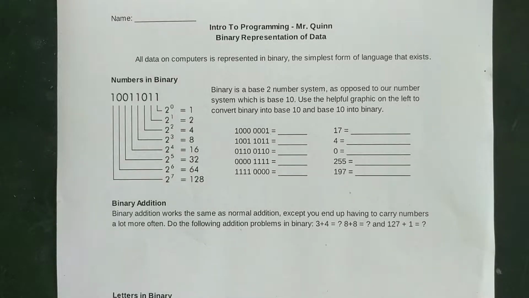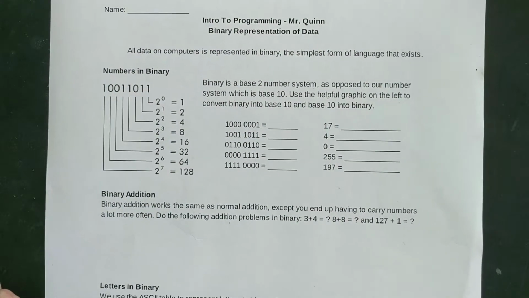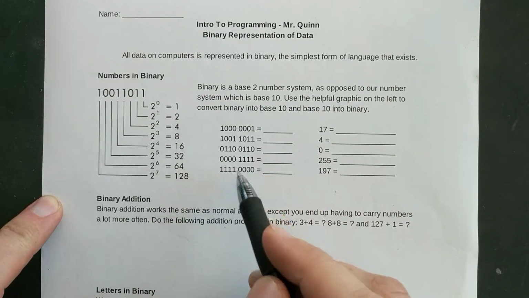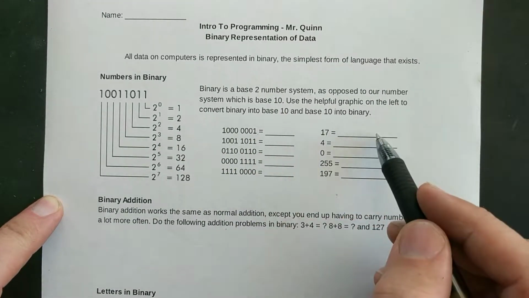All right, so this is going to be a walkthrough of this binary representation of data worksheet. The very first section is going to ask you to take numbers written in binary, convert them to decimal, and numbers written in decimal and convert them to binary.